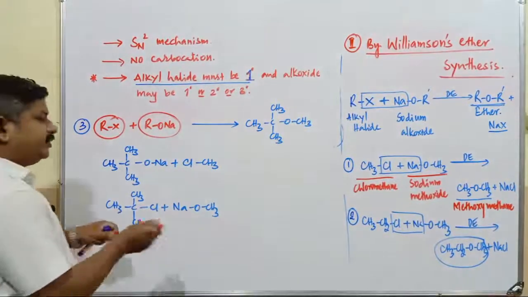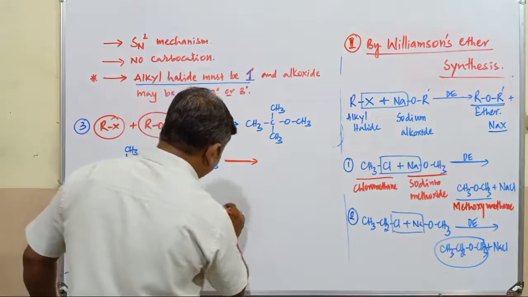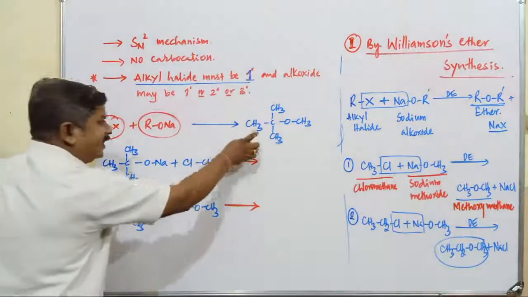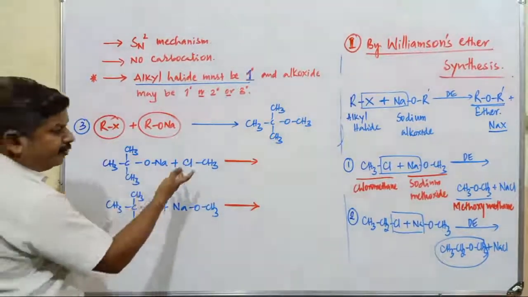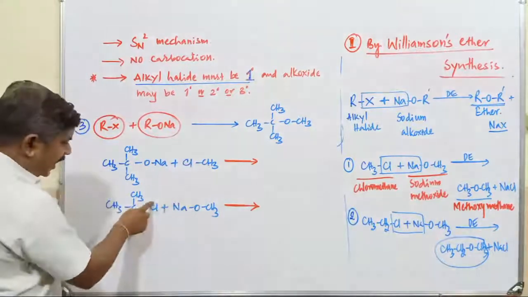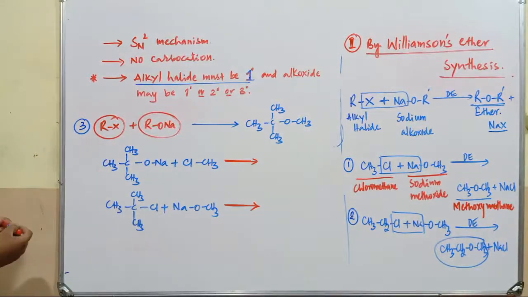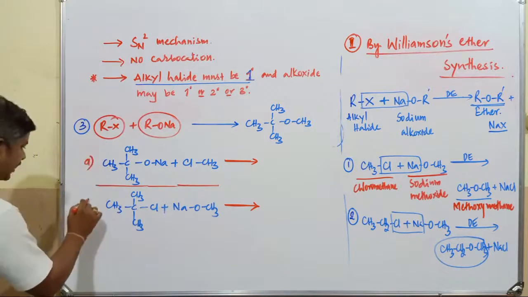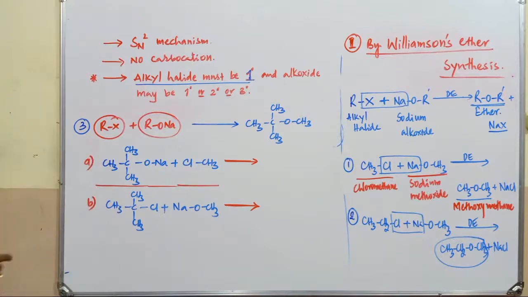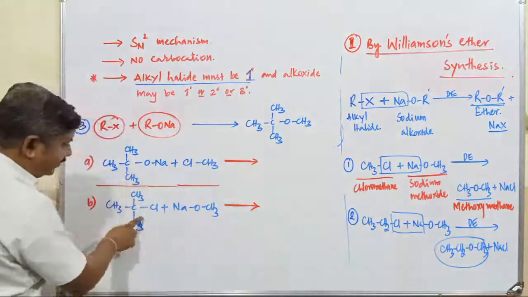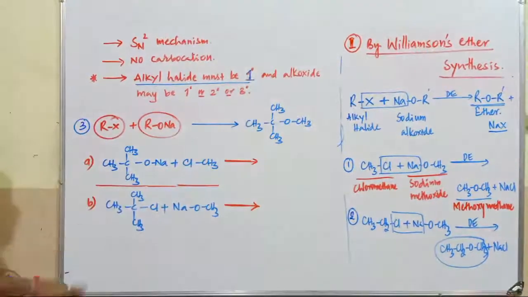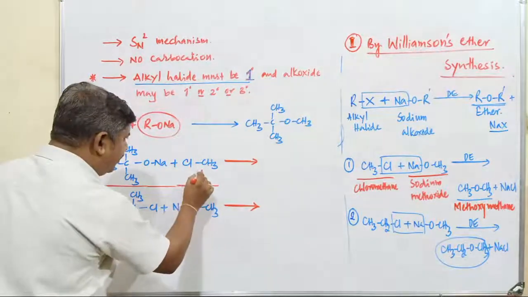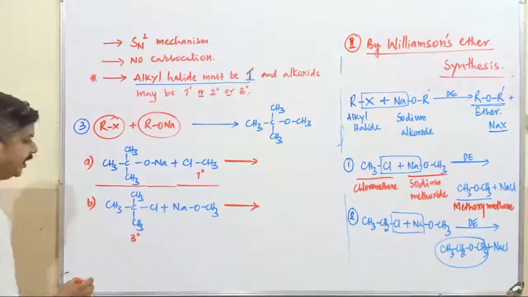Whether this mixture gives rise to this ether or this mixture gives rise to this particular ether. Out of these two reactions, in one of the reactions there is no formation of that ether. So to get this particular ether, what should be the sodium alkoxide and what should be the alkyl halide? Just I will put a line over here. This is the first possibility, this is the second possibility. Here the only difference is that this is a primary alkyl halide, and here I have taken a tertiary alkyl halide.